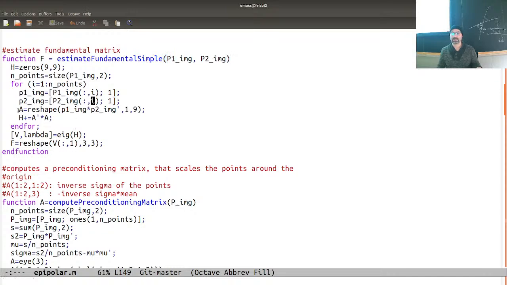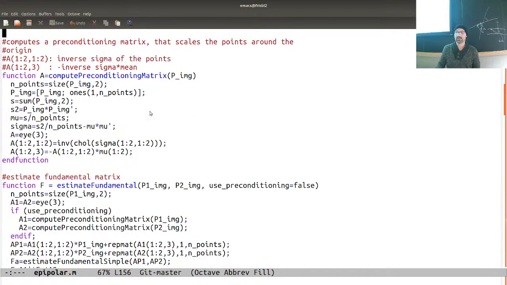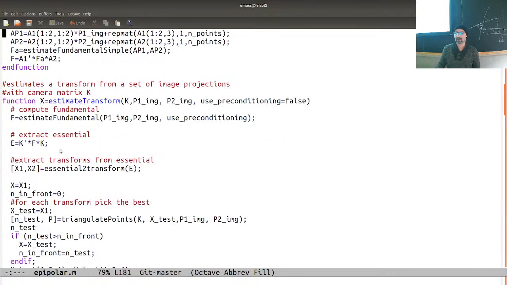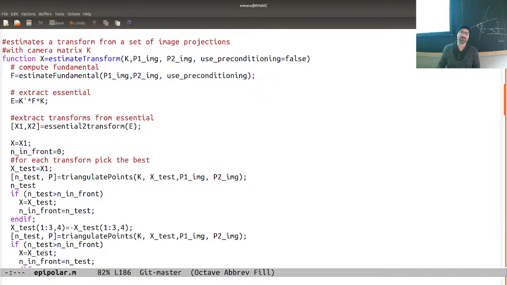Now it takes the points, it calculates the vector A, it calculates the matrix H by summing them up, calculates the eigenvectors and eigenvalues, and picks up the first eigenvector. Okay? Then estimate fundamental. Let's say that I'm forced here to use K for historical reasons, but here you have the cool part, which is estimate transform, the one that we want to have.